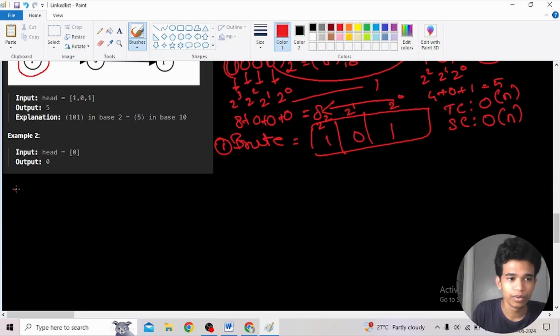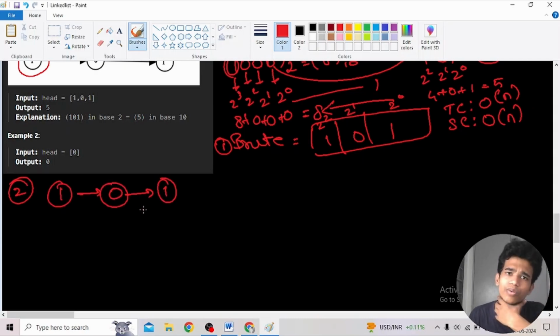Now the second approach is, just imagine if I have a linked list like this. Okay, just imagine. Now I want to access this linked list from here, right?